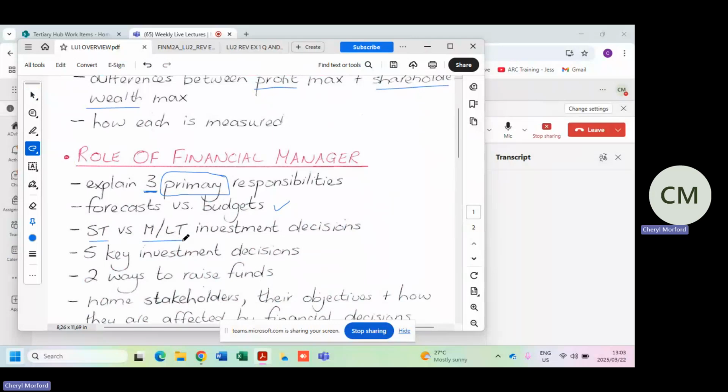And there are 5 of those that are identified in the textbook under the heading 5 key investment decisions. So please make sure that you are familiar with those.